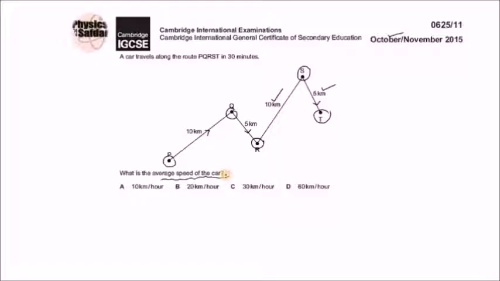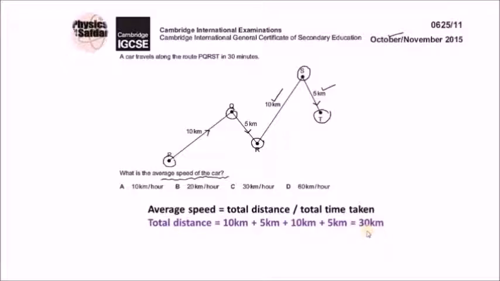For the average speed, you know well, you need two things: distance and time taken. First, we will calculate the total distance traveled. So you will calculate 10 plus 5 plus 10 plus 5. Finally you will get distance is equal to 30 km. Then you need the total time taken. Now we will convert 30 minutes into hours because in the options the time is given in hours.